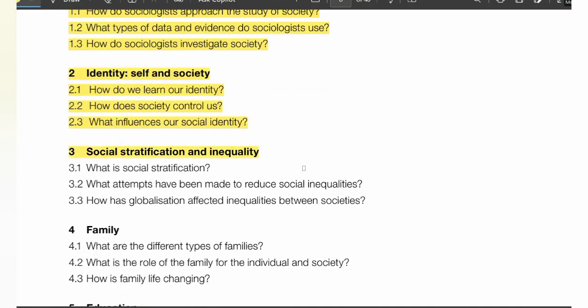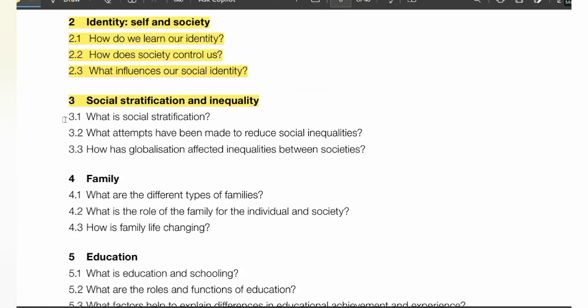Then social stratification and inequality. So as I have already mentioned, you people have to work on the perfect and the right vocabulary. The selection of the word matters a lot in this paper, because some terms are going to be part of your exam, and they'll be asked in terms of defining it, or what is this, what is that.